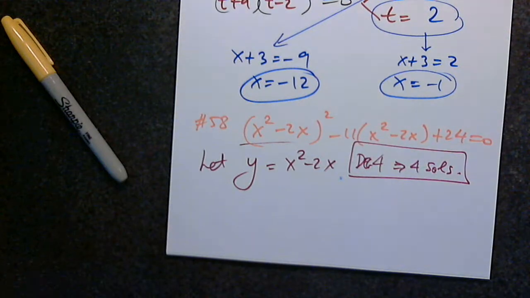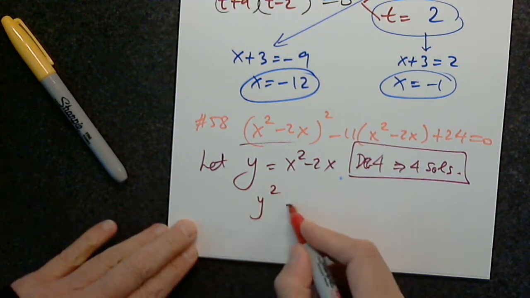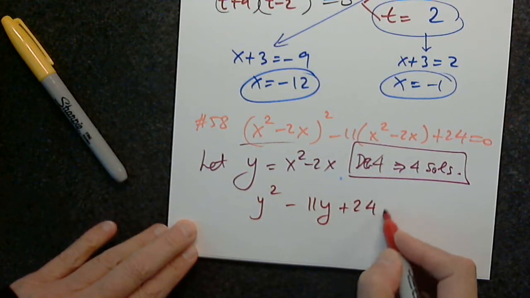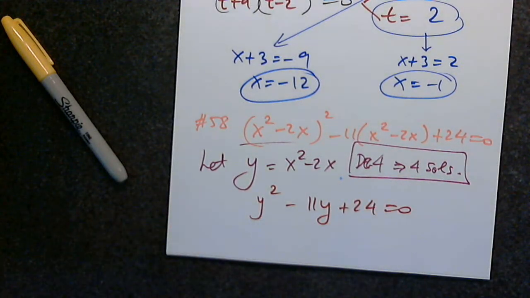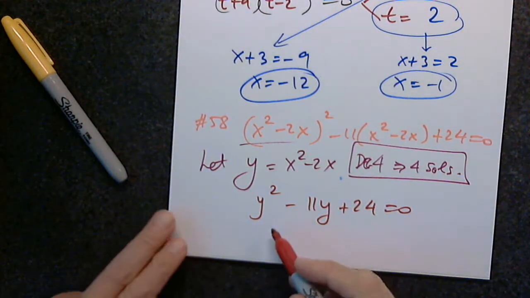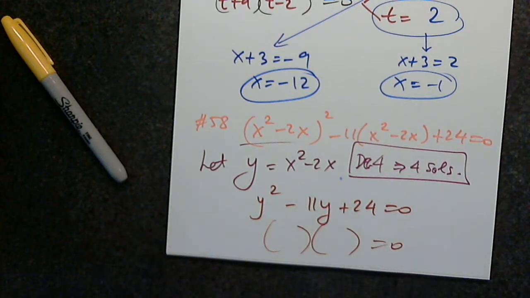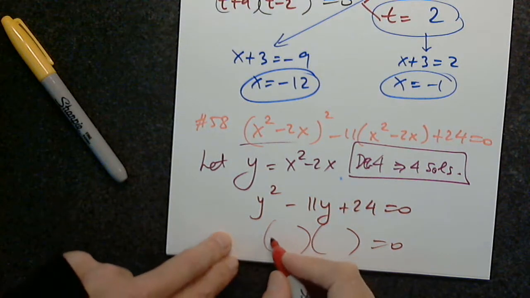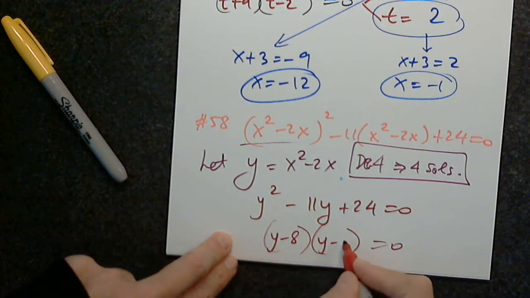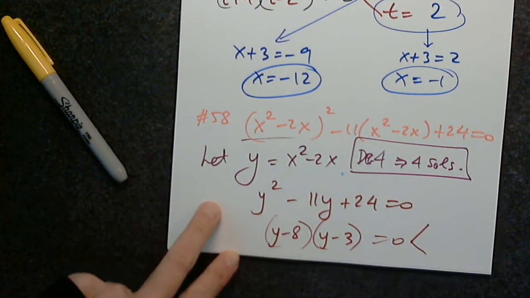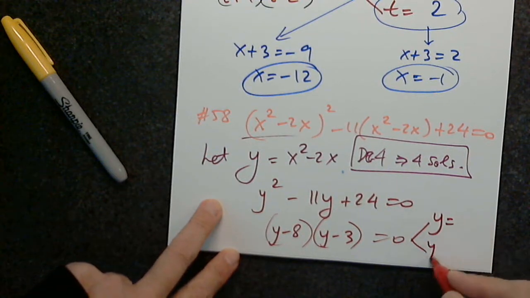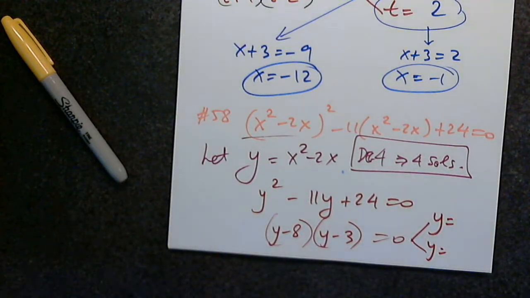Can anyone dictate the new equation, please? Y squared minus 11y plus 24. That's it. This is an intermediate step. We use the substitution just to make our life easier. And then this can be factored. And how do I factor it? Negative 8, positive 3. So y minus 8 and y minus 3. So then we have 2 options for y. Again, if you're thinking, who cares about y? We do.